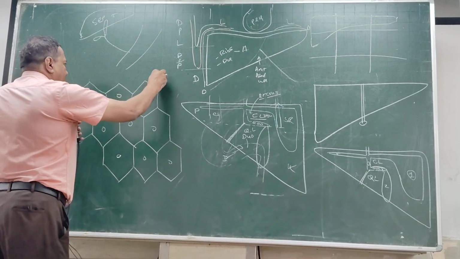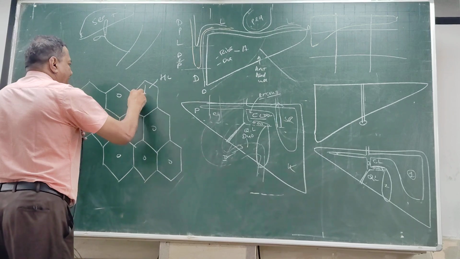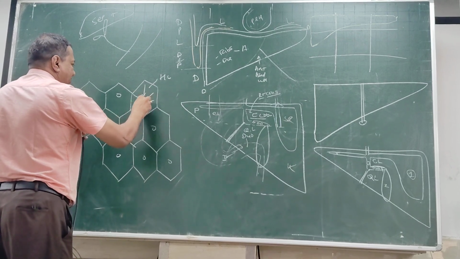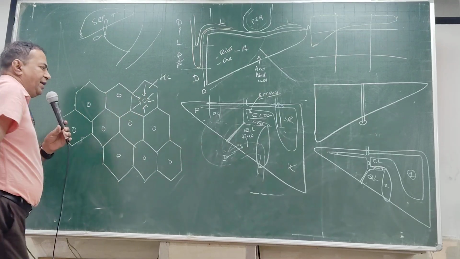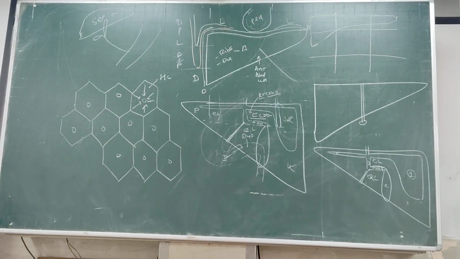Hepatic lobule is the area drained by one central venule or central vein. Area drained by one central vein.